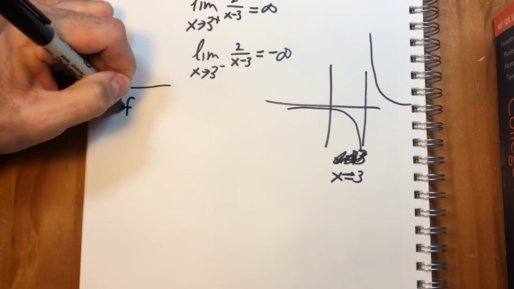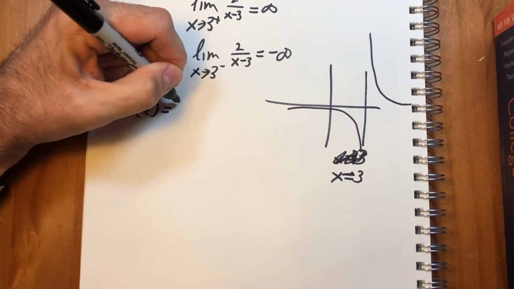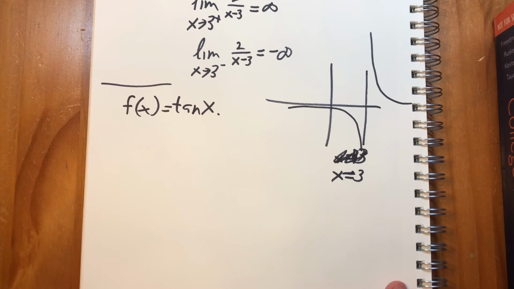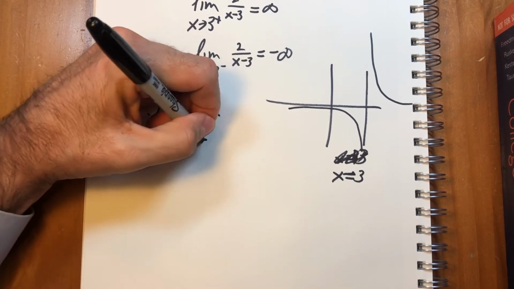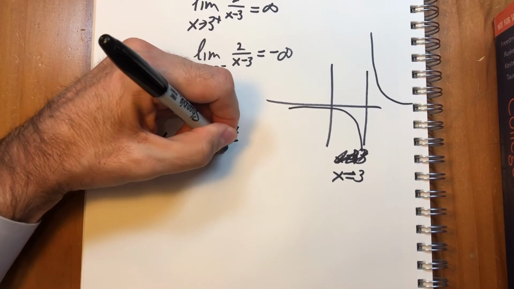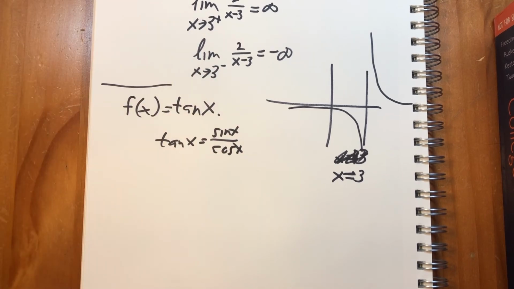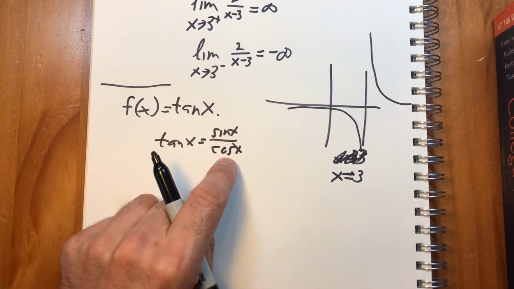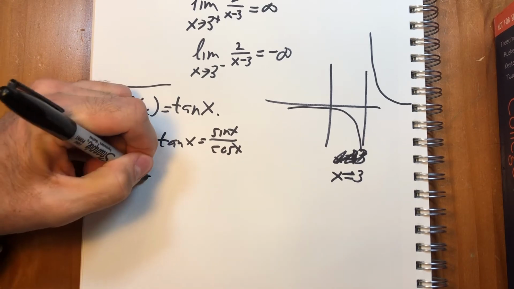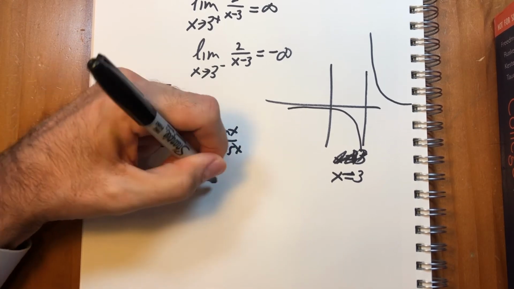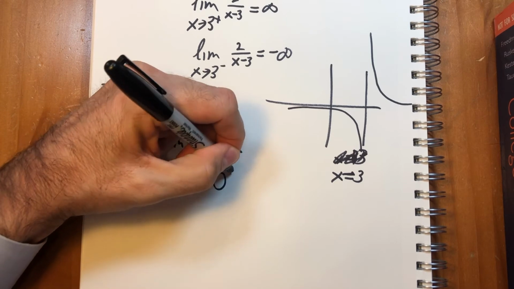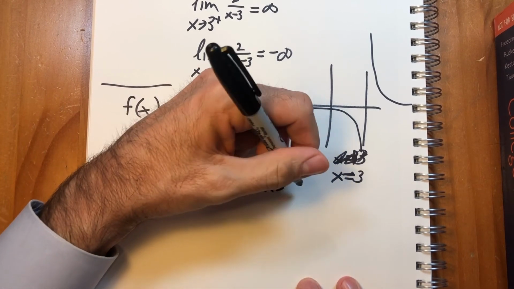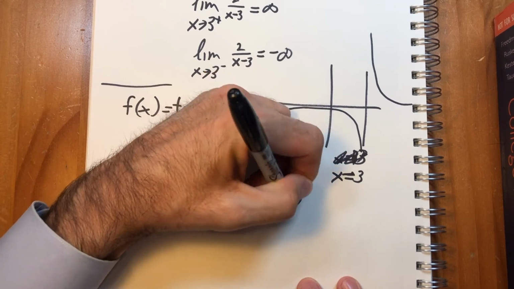Okay, what are the vertical asymptotes of f of x equals the tangent of x? Well, we know that tangent x equals sine of x over cosine of x. So there are possible asymptotes whenever cosine of x is approaching 0. So in fact, cosine of x approaches 0 from the right as x approaches pi over 2 from the left.